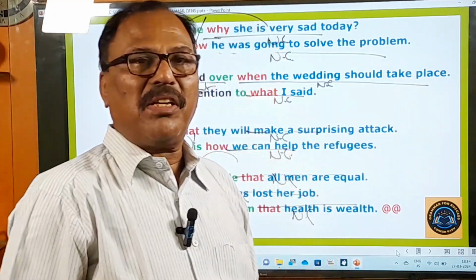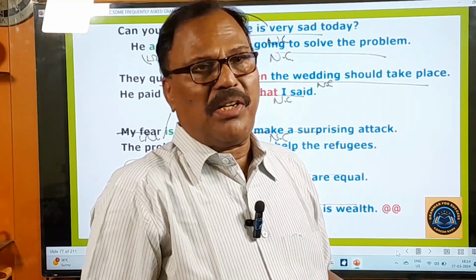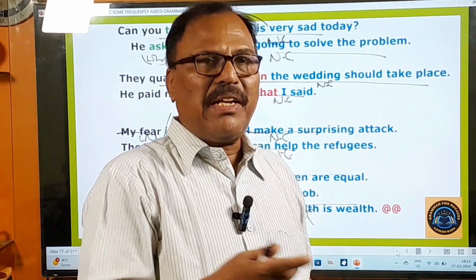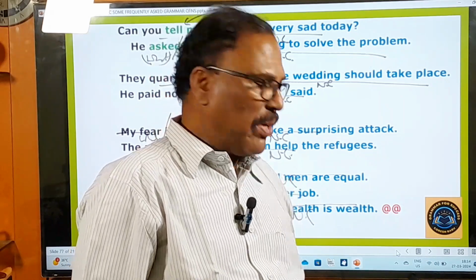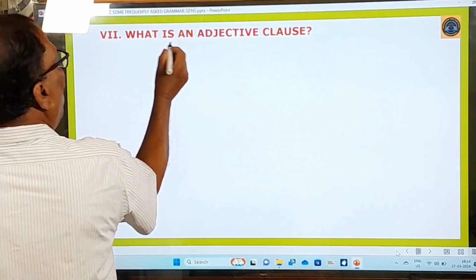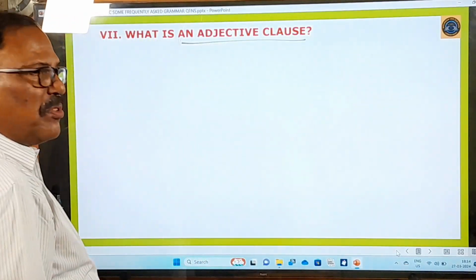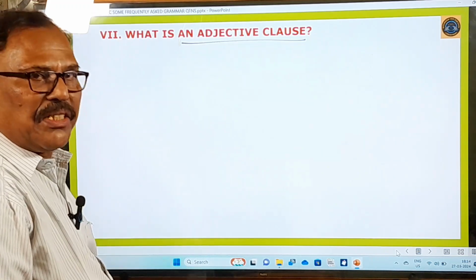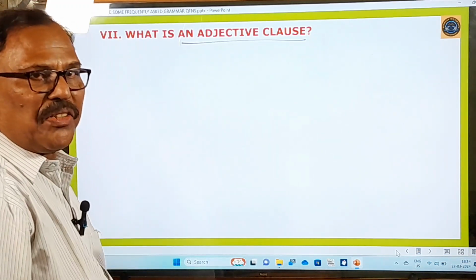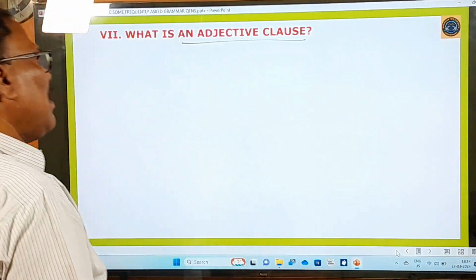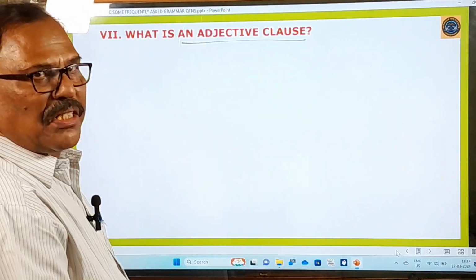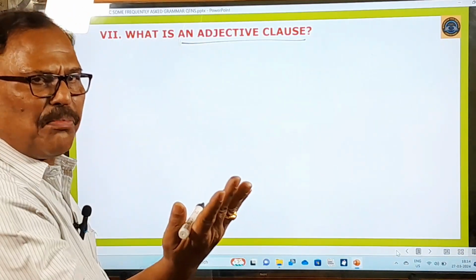And now let's move on to learn about the adjective clauses. Already we have learned about the adjective clauses. Anyway, let us learn about them. And the last one is adverb clauses. Seventh one, what is an adjective clause? Already we worked on this. We have learned about the defining adjective clause and the non-defining adjective clause. All relative clauses are adjective clauses. Relative clauses and adjective clauses are both the same.